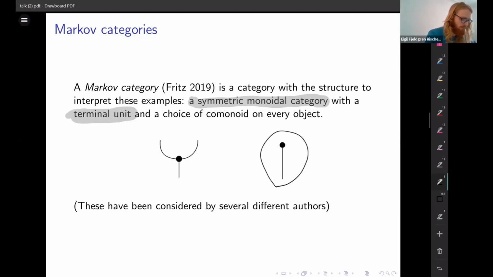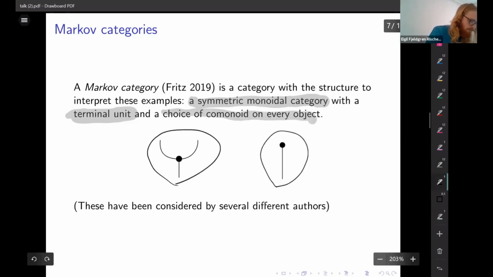And that's, you know, we draw this as this bullet in these diagrams. And the other thing you need is a distinguished comonoid on every object. So that's this, like, well, it's also a bullet, but like a spider, where you can copy, there's a specified way of copying data. And, as we saw before, a lot of people have considered these before Tobias.